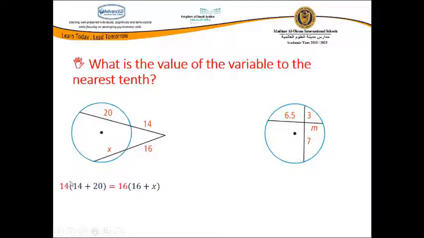By using the distributive property, 14 times the whole sum 14 plus 20, this equals 476, the same as this one, 16 times 16, 16 times x. Then we have an equation, 476 equals 256 plus 16x. By solving this equation, we will get that 16x equals 120. By using a division operation, we will get that x equals 13.8.